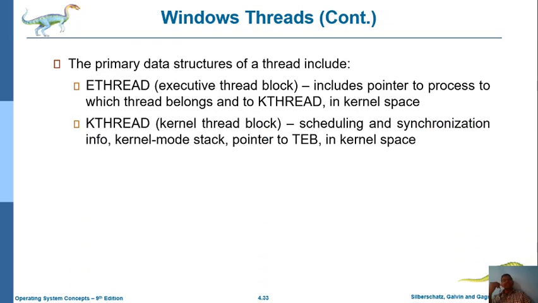And coming to the kernel thread, that is K thread. Here the kernel thread is used for scheduling and synchronization information, in addition to the kernel mode stack and a pointer to the TEB in kernel space. For that purpose we use the K thread.